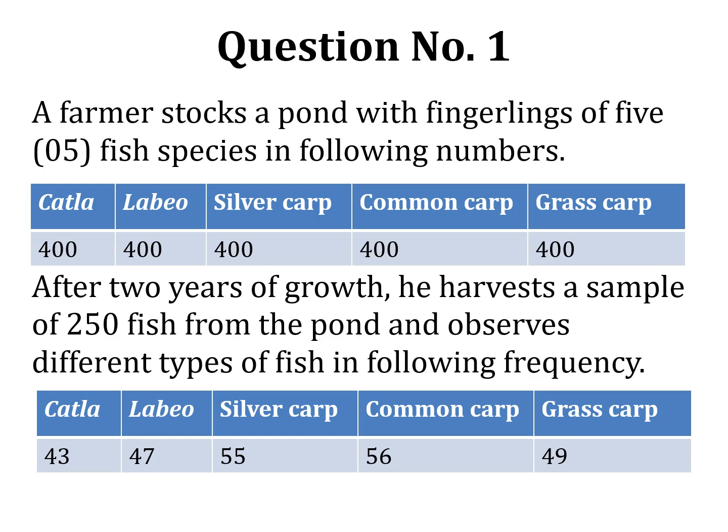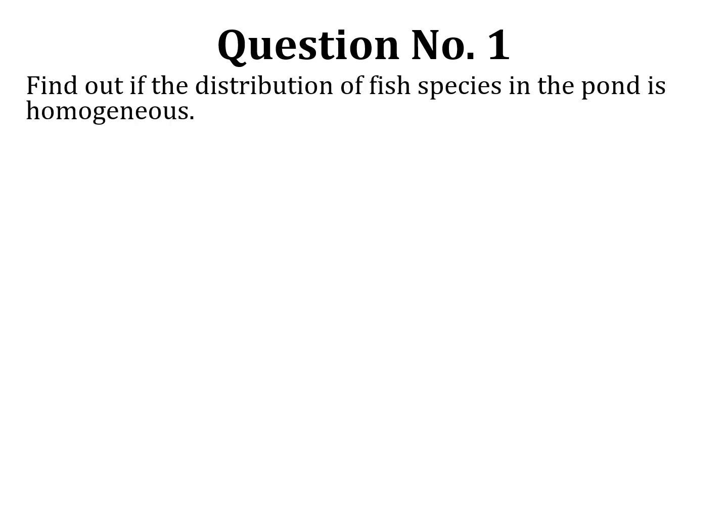After 2 years of growth, the farmer harvests a sample of 250 fish from the same pond and observes different types of fish in the following frequencies: 43 for catla, 47 for labio, 55 for silver carp, 56 for common carp, and 49 for grass carp, right? So these are the observed frequencies from a catch of 250 fish after 2 years of growth. The question is, find out if the distribution of fish species in the pond is homogeneous.